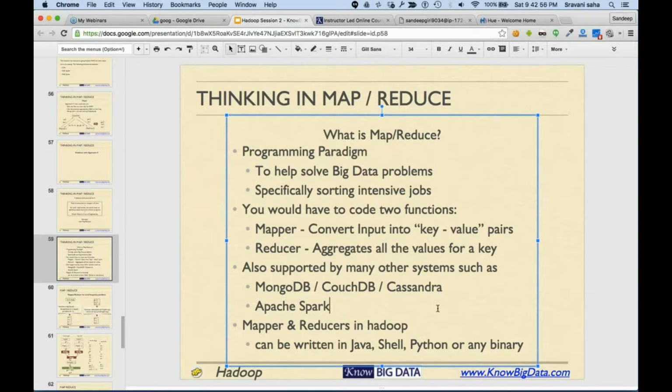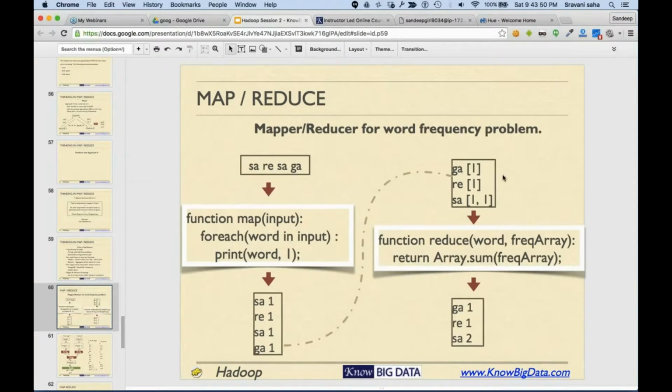Now this paradigm is not specific to Hadoop anymore, because MongoDB, CouchDB, Cassandra, and all of these new generation databases are using the same paradigm. Spark uses a similar paradigm. Similarly, this mapper and reducer code could be written in languages other than Java using something called Hadoop streaming. We'll talk about Hadoop streaming before we talk about Hadoop in Java.